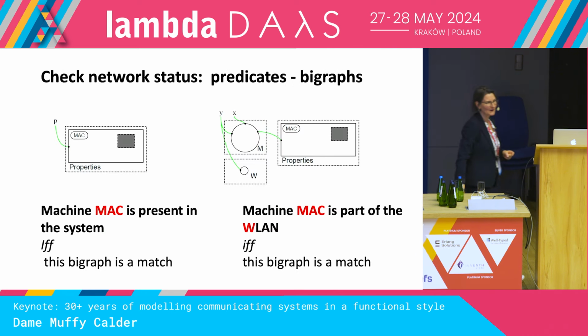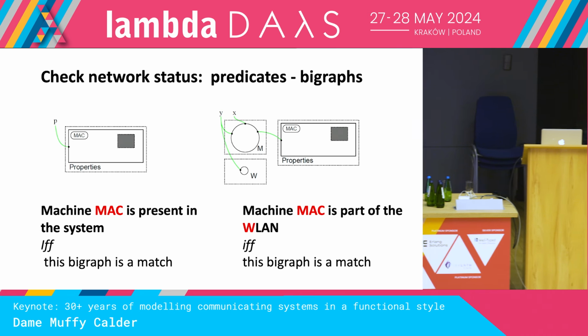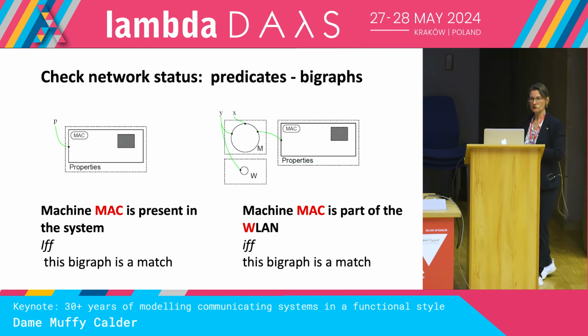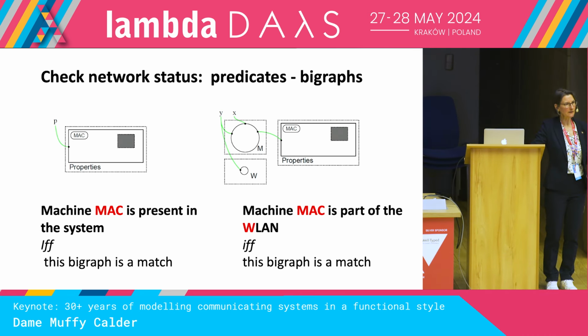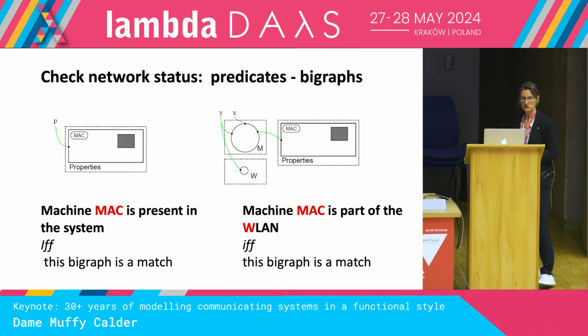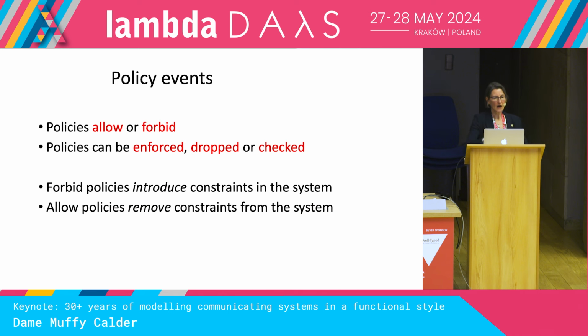Moving on, I then want to check network properties. Predicates can just be encoded by other bigraphs, and if they match, the bigraph fulfills that property. I use that for policies, which can either allow or forbid things, and policies can be enforced, dropped, or checked.